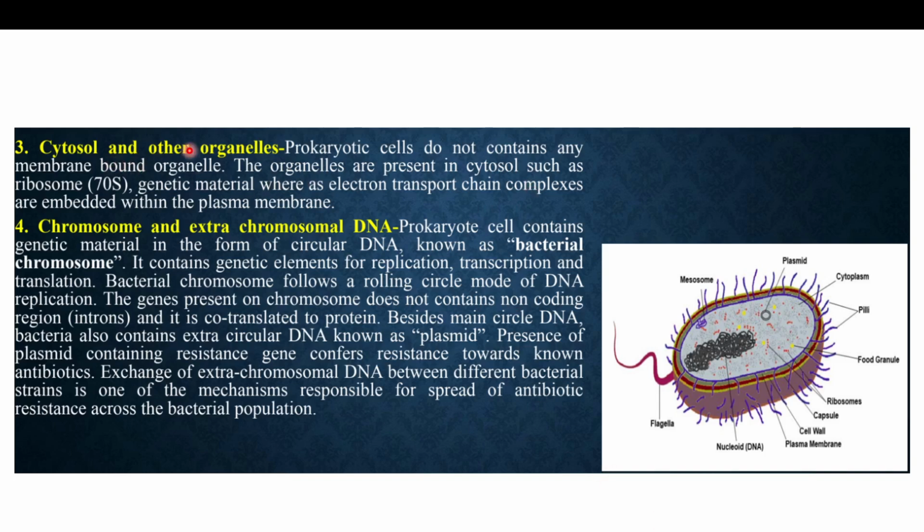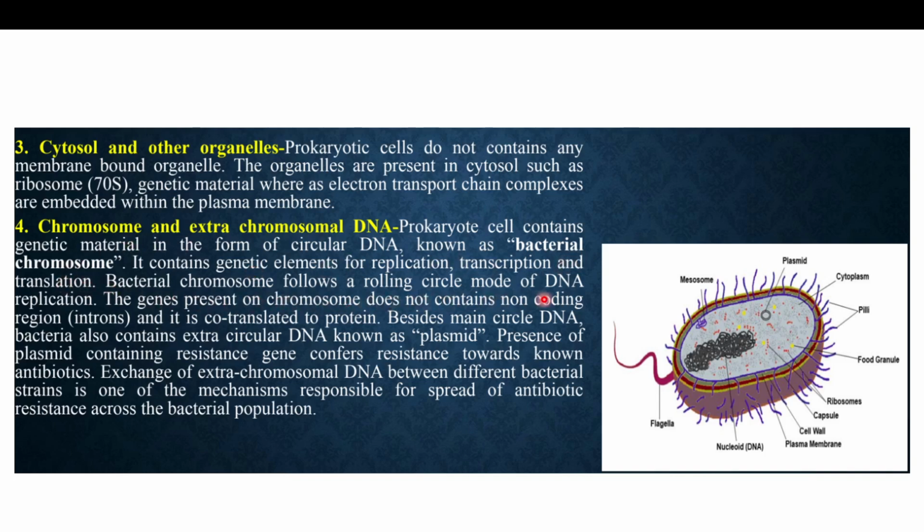Now, when we talk about cytosol and other organelles in a prokaryotic cell, prokaryotic cells do not have any membrane-bound organelles. The organelles present are ribosomes, or 70S ribosomes, and genetic material, whereas electron transport complexes are embedded within the plasma membrane, because mitochondria are not present here. And chromosomal and extrachromosomal DNA are found in prokaryotic cells. The genetic material is mostly in the form of circular DNA known as the bacterial chromosome. This chromosome contains the genetic elements for replication, transcription, and translation.